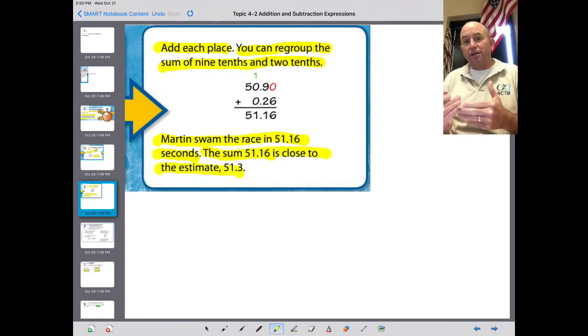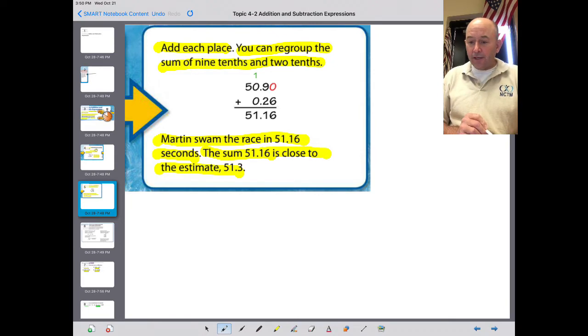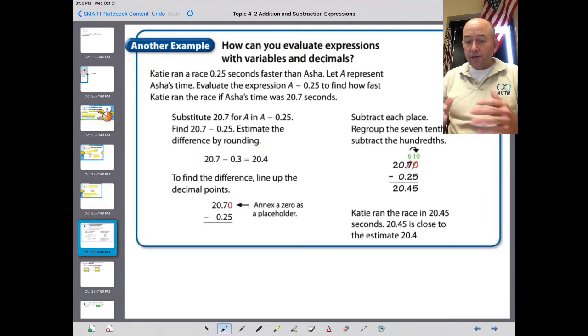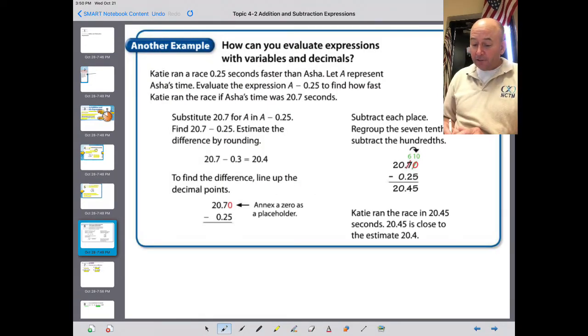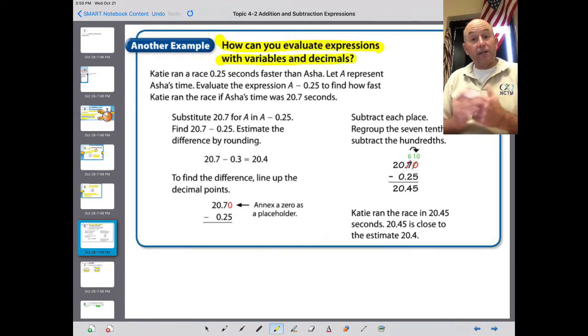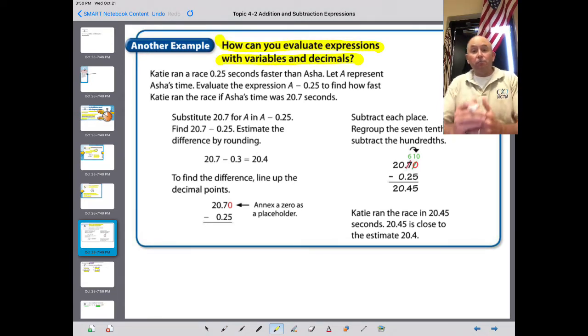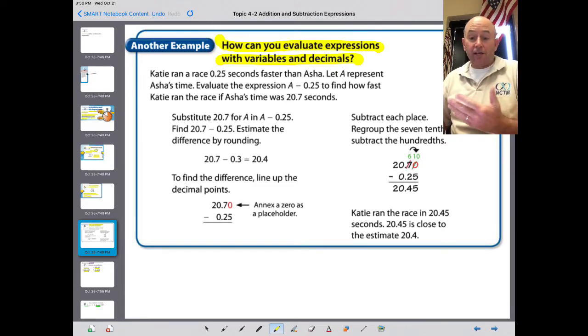So your estimate and your sum actually add up. And then you'll notice in the book, they go on to give you another example, and they ask you again, how can you evaluate expressions with variables and decimals? Well, the same way that you would do it if you didn't have decimals, okay?